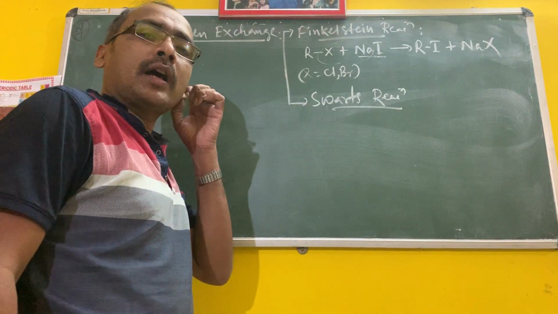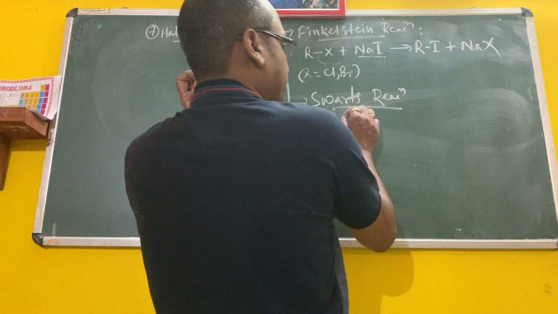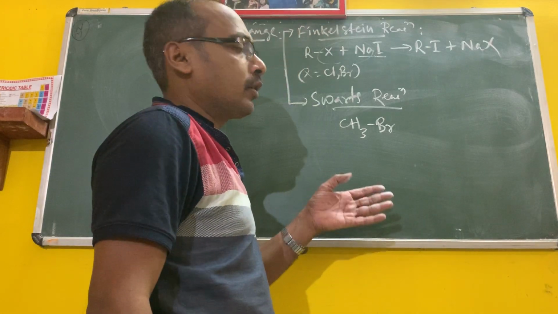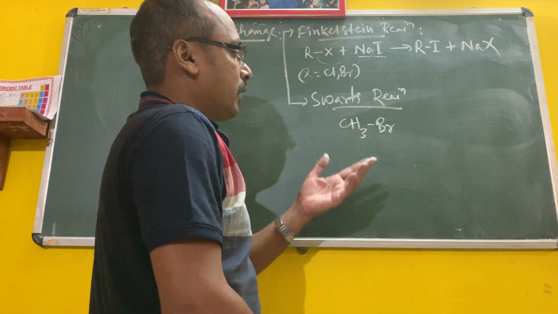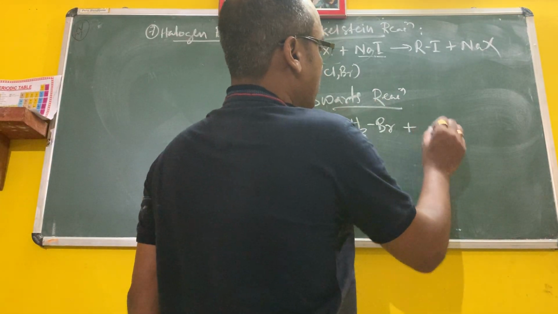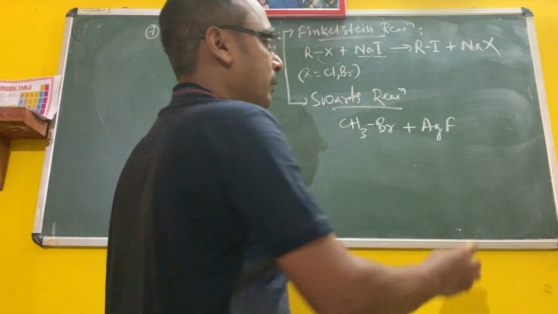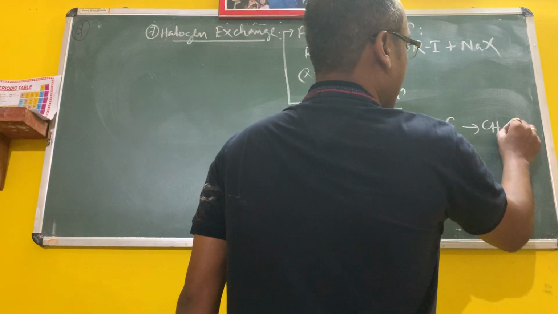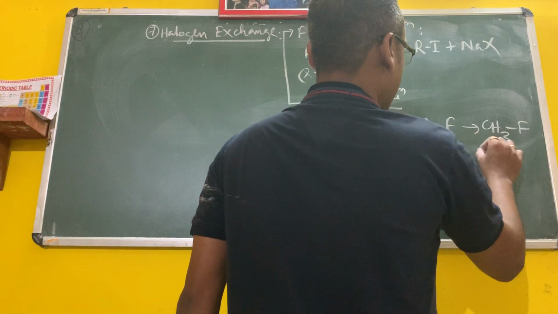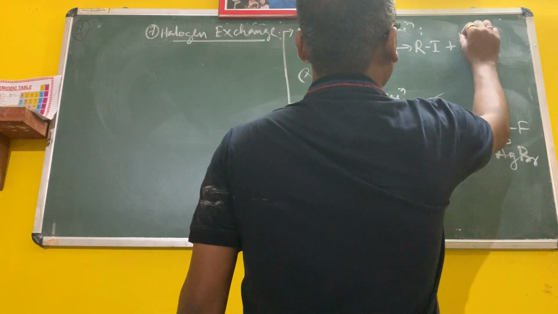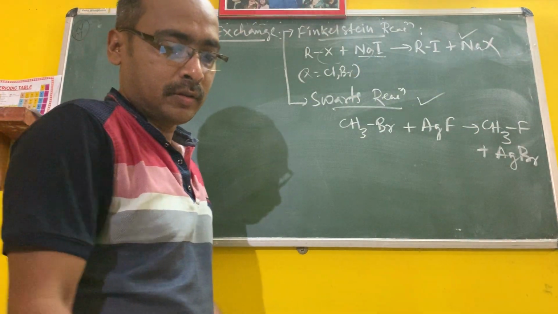If AgF is used, then it is the Swarts reaction. Suppose CH3Br, methyl bromide, in presence of AgF; we can take bromine or chlorine, I have taken bromine. Fluorine is more electronegative, so it will form CH3F plus AgBr. This is the Swarts reaction, and the earlier one is the Finkelstein reaction.